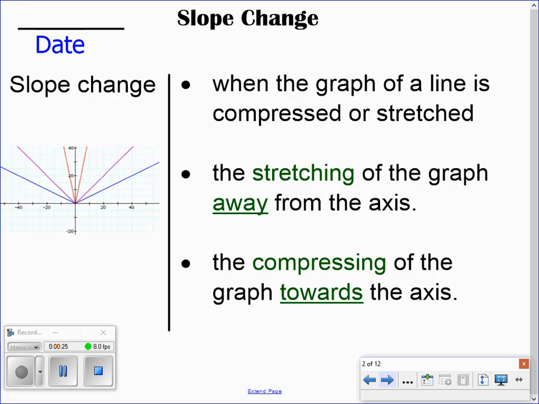When we talk about slope change, this is when the graph of a line is being stretched or compressed. It's either being stretched away from an axis or it's being compressed towards an axis. And the two axes that we're looking at are the x-axis and the y-axis.